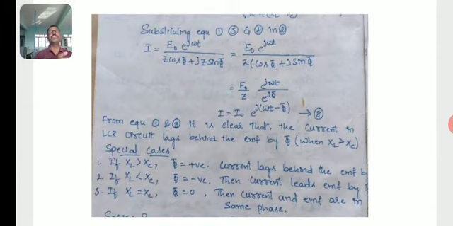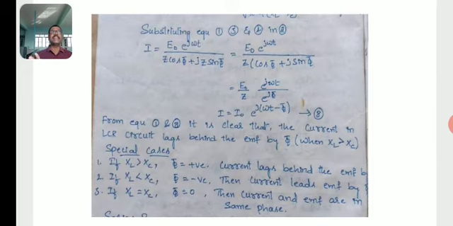From equations 1 and 8, equation 1 is E equal to E naught e to the power of j omega t, and equation 8 is I equal to I naught e to the power of j (omega t minus phi). These give the relation between current and voltage in the LCR series circuit. It is clear that the current in the LCR circuit lags behind the EMF by phi. That means the EMF leads the current by phi when XL is greater than XC, that is, inductive reactance is greater than capacitive reactance.